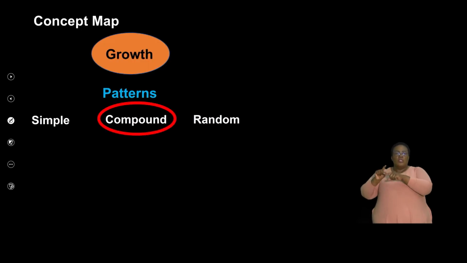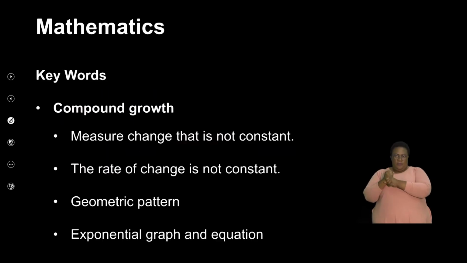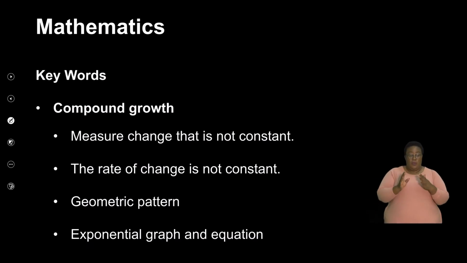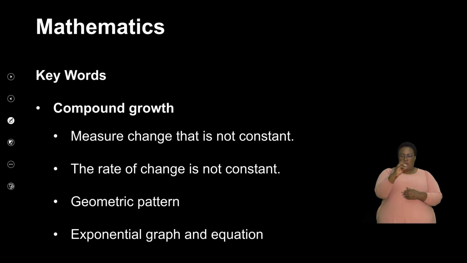The second pattern that we're going to quickly revise is compound growth. Compound growth is about a change that is not constant. The rate of change is also not constant, meaning we are talking about our gradient. Remember, we spoke about gradient here, that this would not really have a gradient. It forms what we call a geometric pattern, and also forms an exponential graph and equation.